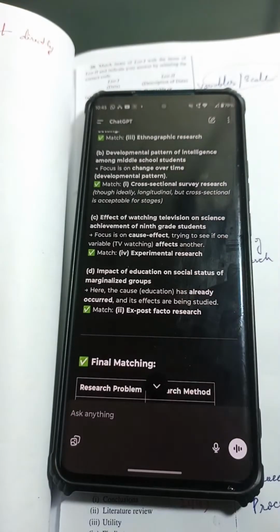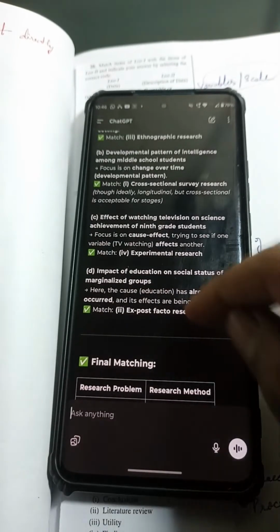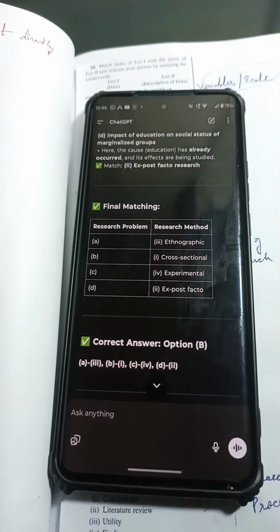And the last part is the impact of education on social status of marginalized group. Here the cause, education, has already occurred. That's why ex post facto. Ex means past, post means history, facto research, ex post facto research. So in a nutshell, option A is ethnographic, B cross sectional, C experimental, and D ex post facto.